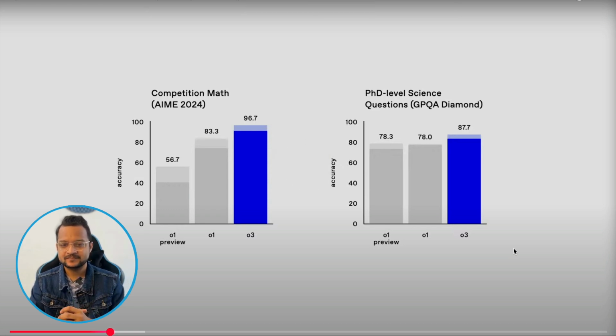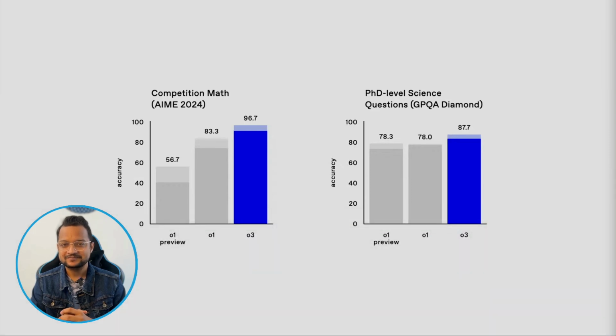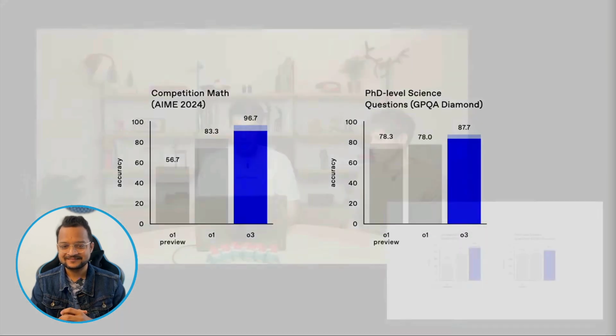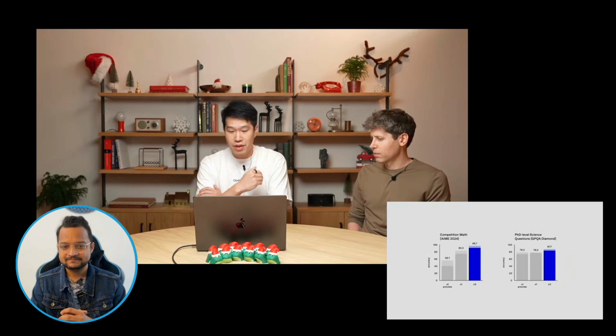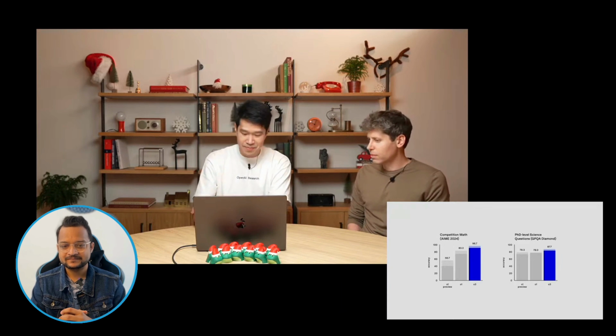87.7%, which is about 10% better than our O1 performance, which was at 78%. Just to put this in perspective, if you take an expert PhD, they typically get about 70% in their field of strength here.